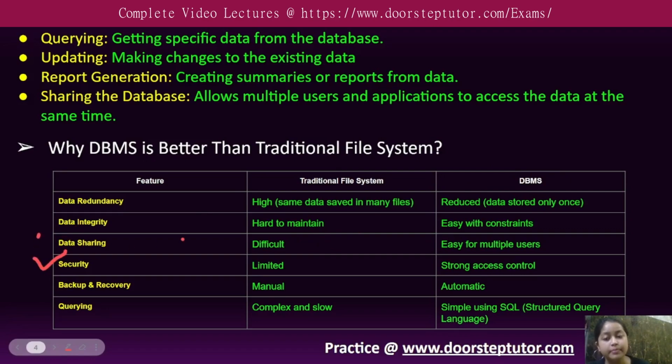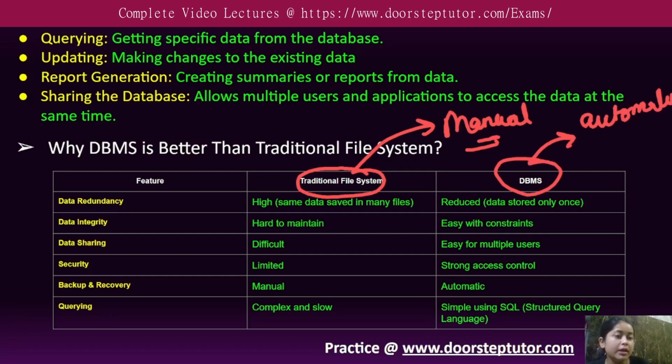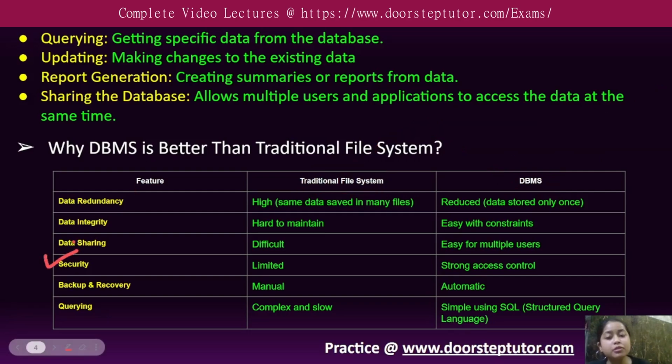Next, security. Security was very limited in the traditional file system, but in DBMS things are automated. In the traditional file system the things were the same, but there we had to do them manually. In a database things have become automated, because this is a software, and this software manages most of the work that the user had to do manually in the traditional file system. Okay, next, since security is also maintained, there is strong security control in the database.